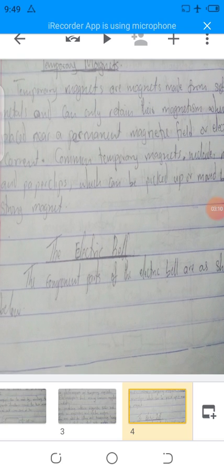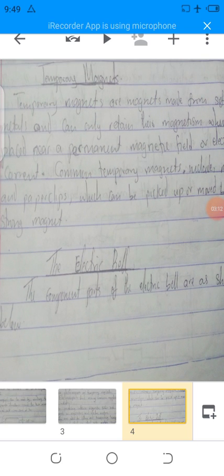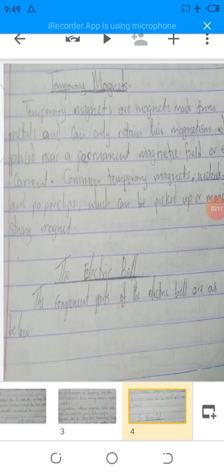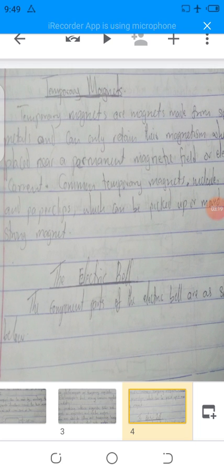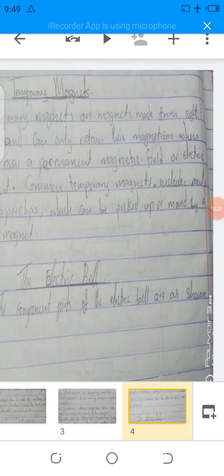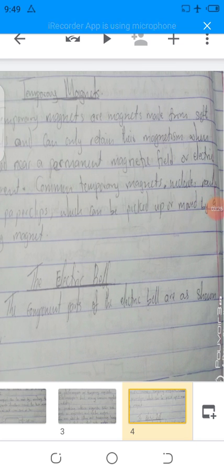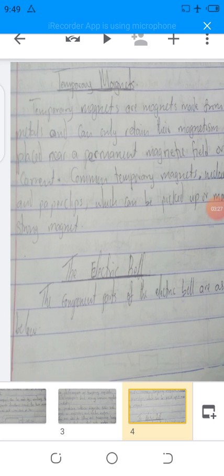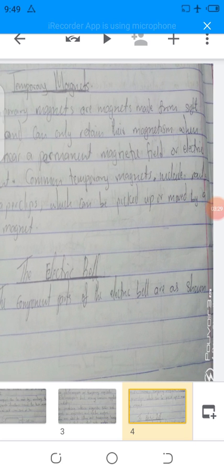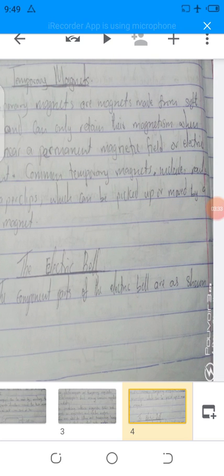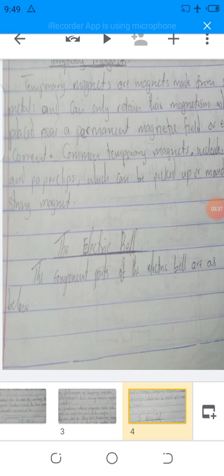Now let's talk about temporary magnets. Temporary magnets are magnets made from soft iron bars or metals, and can only retain their magnetization when placed near a permanent magnetic field or electric current. Common temporary magnets include nails and paper clips, which can be picked up or moved by a strong magnet. The electric bell.